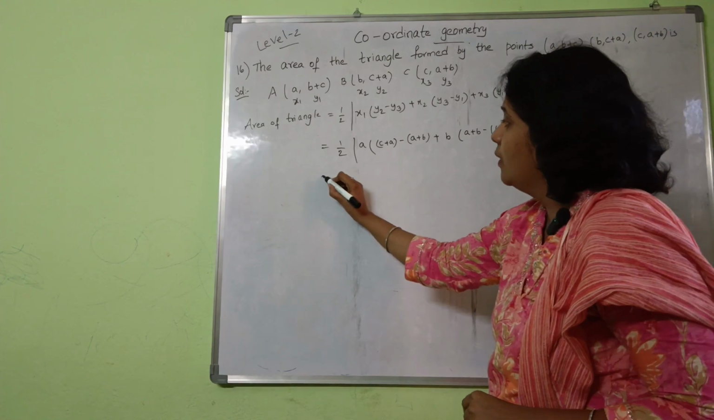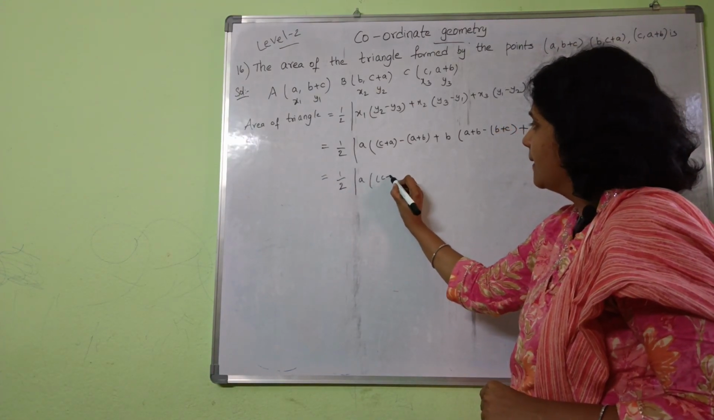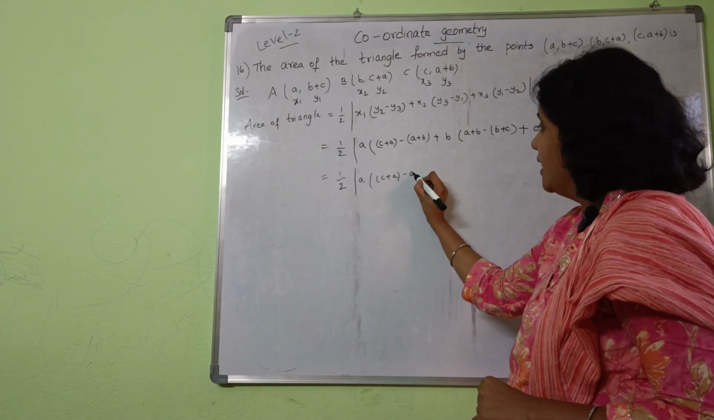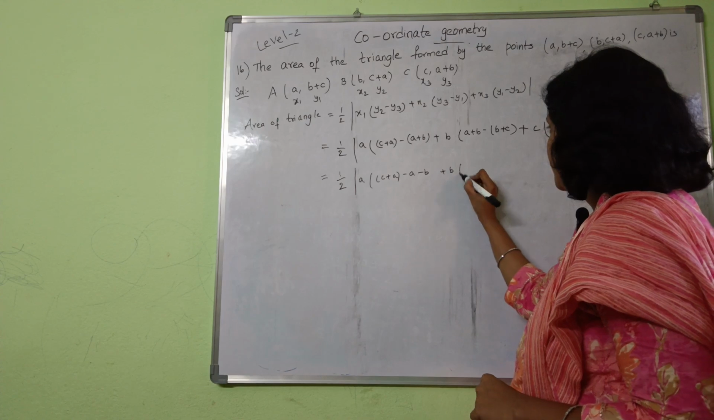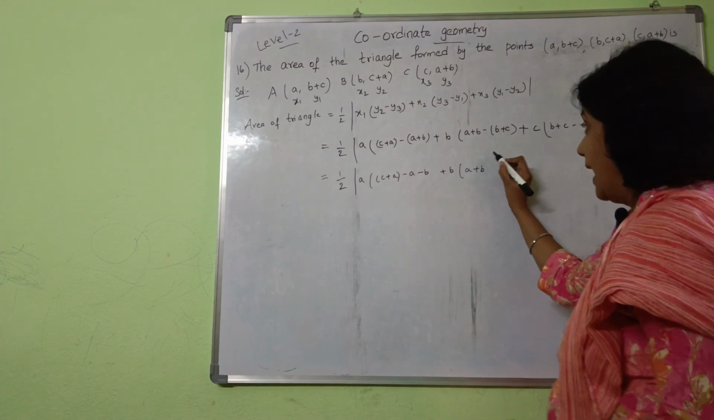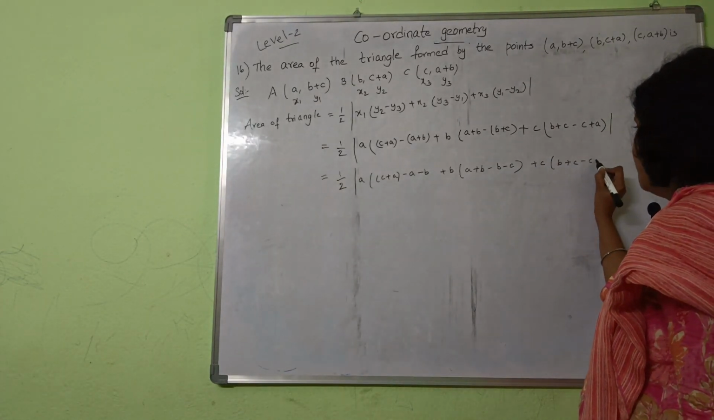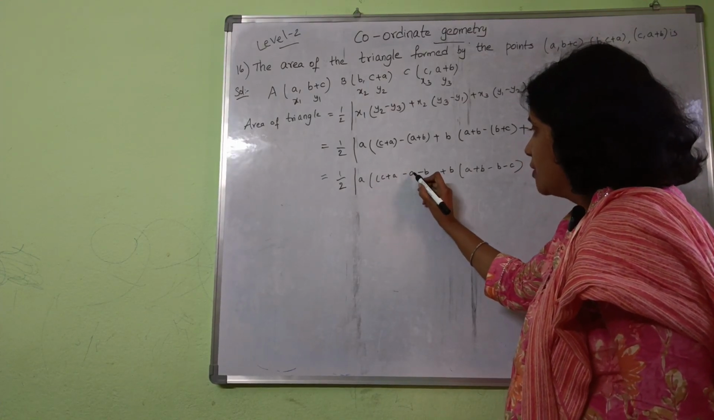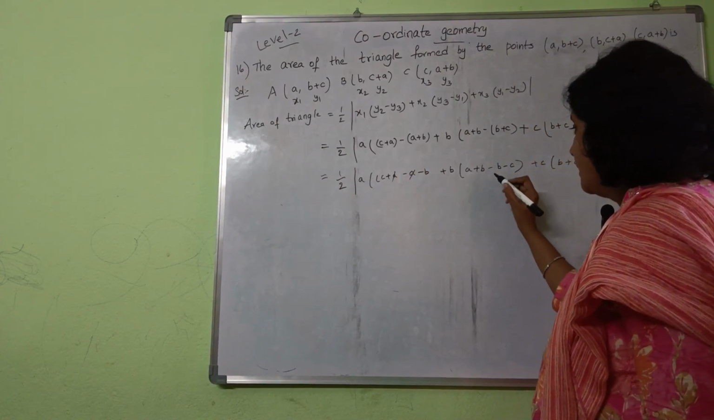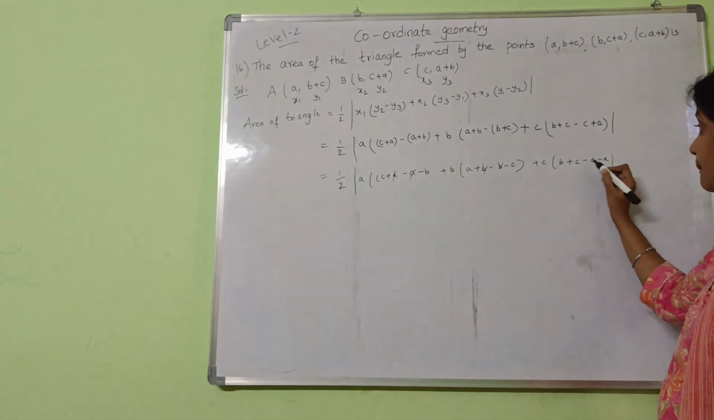Okay. Now 1 by 2 of a of c plus a minus a minus b. Okay. Plus b of a plus b. I am opening the bracket. I am applying the minus to each and every term inside. Plus c of b plus c minus a. So I am removing the bracket. So plus a minus a get cancelled. And any cancellations we should observe. Always plus and minus will get cancelled.